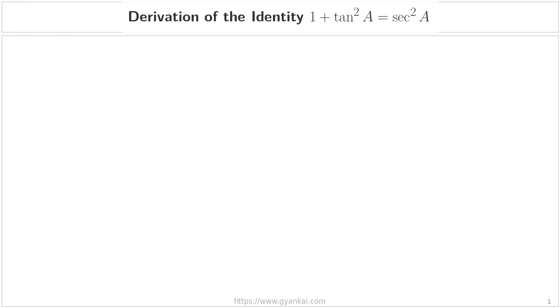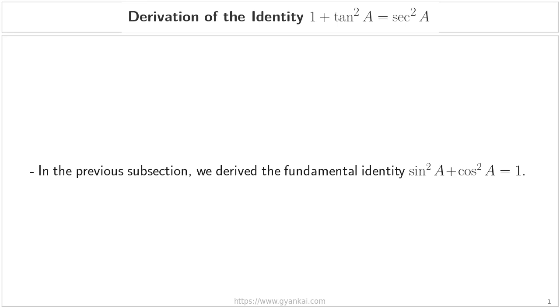Derivation of the identity, 1 plus tan squared A equals sec squared A. Welcome, everyone. Before we dive into today's lesson, let's take a moment to reflect on what we have already achieved.